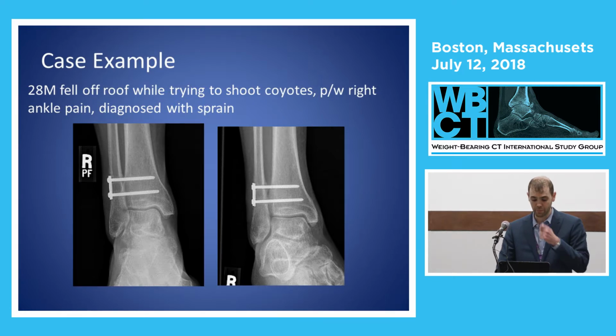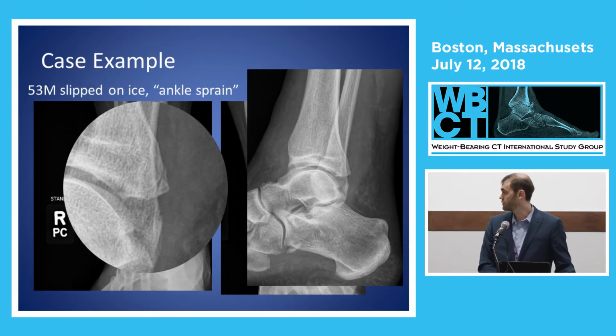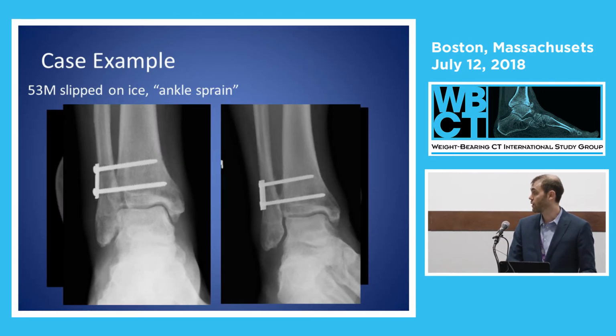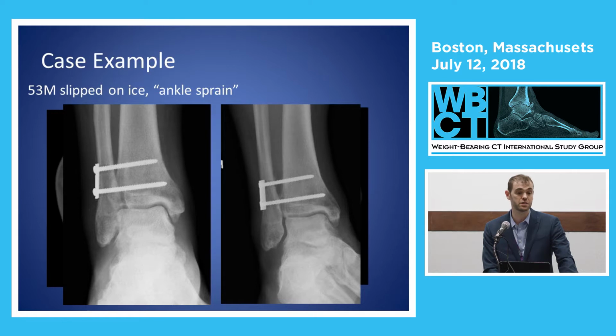Similarly, a 53-year-old male that slipped on ice was told he had an ankle sprain. And again, a very subtle, if you look closely at the posterior malleolus, a little bit of an irregularity in the back. And so I sent him for a weight-bearing CT scan. And again, now under physiologic load, you're seeing an asymmetry. And so he also underwent surgical fixation.